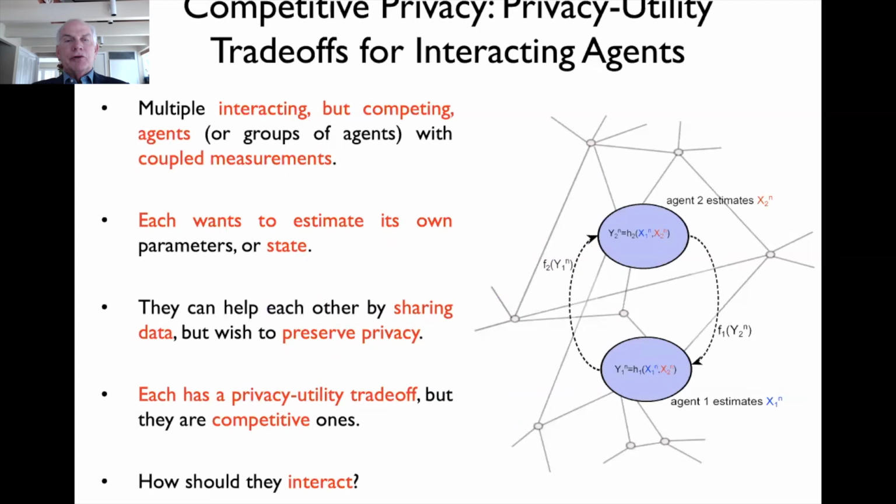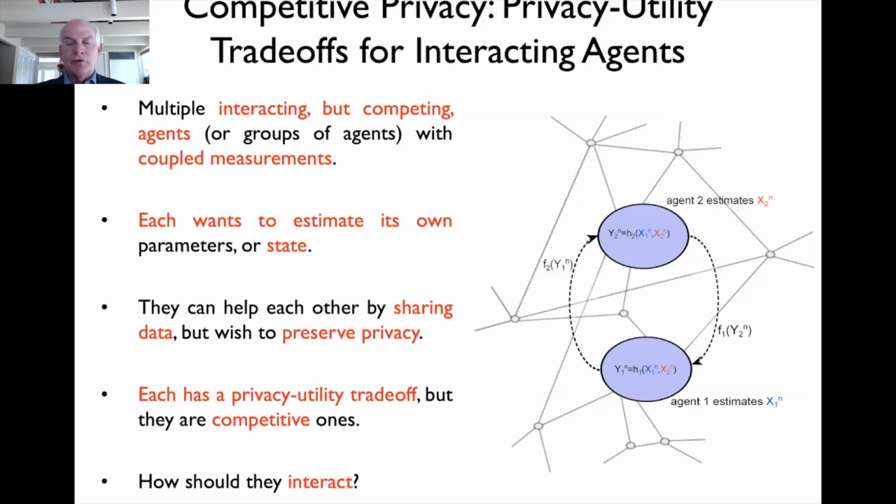I also want to mention something called competitive privacy, where we have multiple interacting agents, each with its own sensing task, and they have correlated measurements. So they can help each other by sharing measurements, but in doing that, they reveal private information. This is so-called competitive privacy. And you might ask the question, how should they interact?